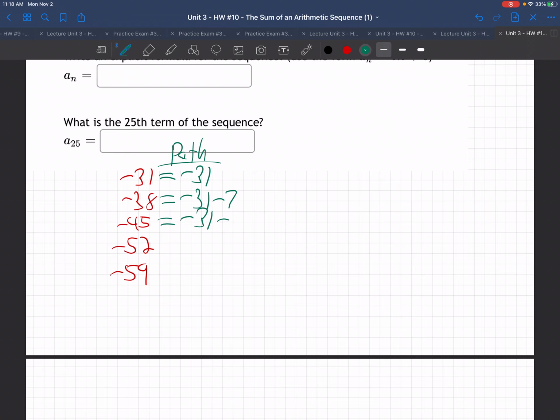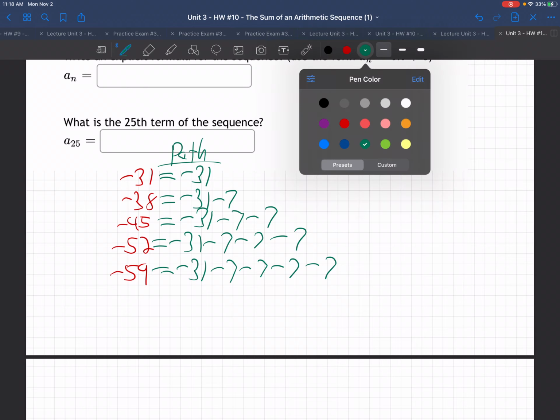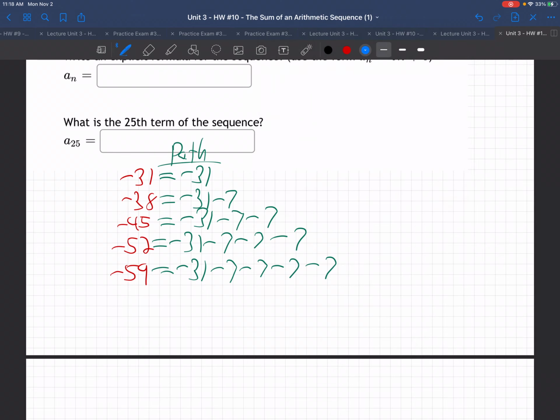And how do you get minus 45? You subtract 7 twice. How do you get minus 52? You subtract 7 three times. How do you get minus 59? You subtract 7 four times. Okay, and so what's going on there? This is minus 31 minus 4 times minus 7. This is minus 31 minus 3 times a minus 7. This is minus 31.